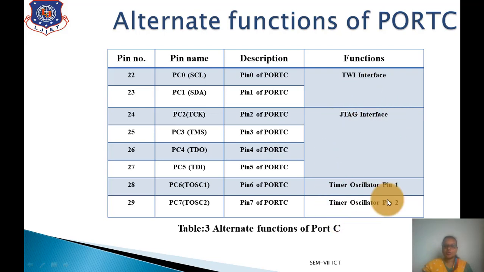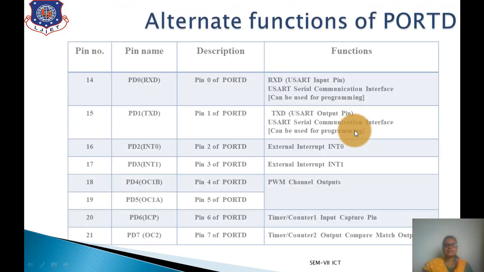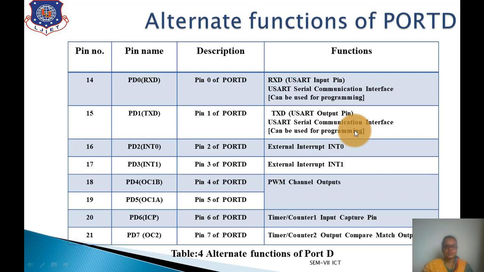In this you need to remember only these alternative functions with these abbreviations. No need to write the functions in detail. And last, that is alternative functions of port D. Port D stands for pin number 14 to pin number 21, from PD0 to PD7. PD0 is the RxD pin and PD1 is the TXD pin. RxD is for serial communication for receiving purpose. Rx is receive data, the USART input pin.